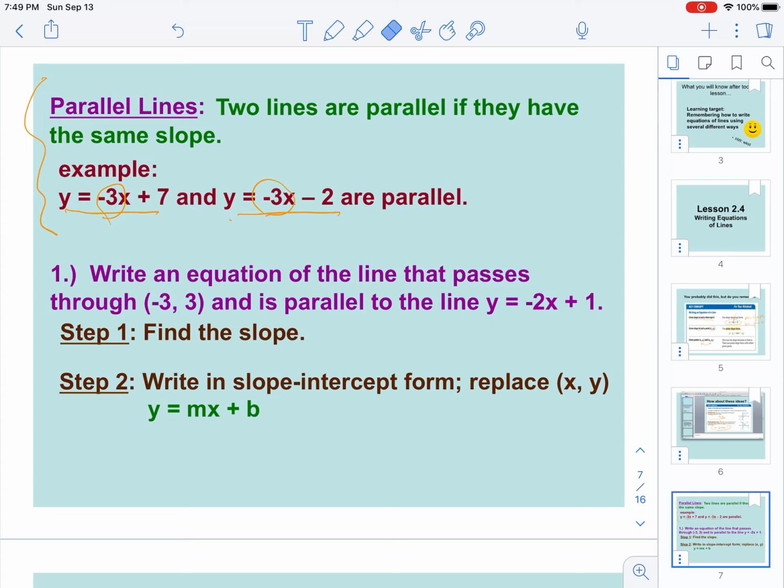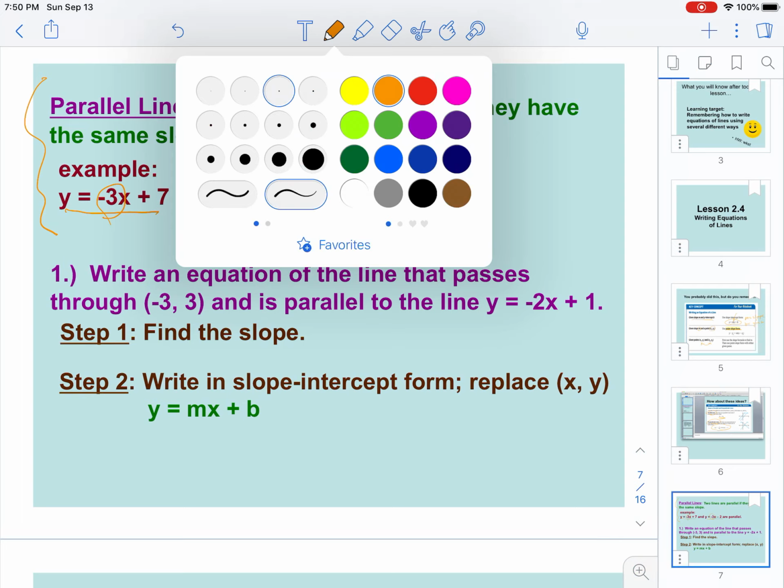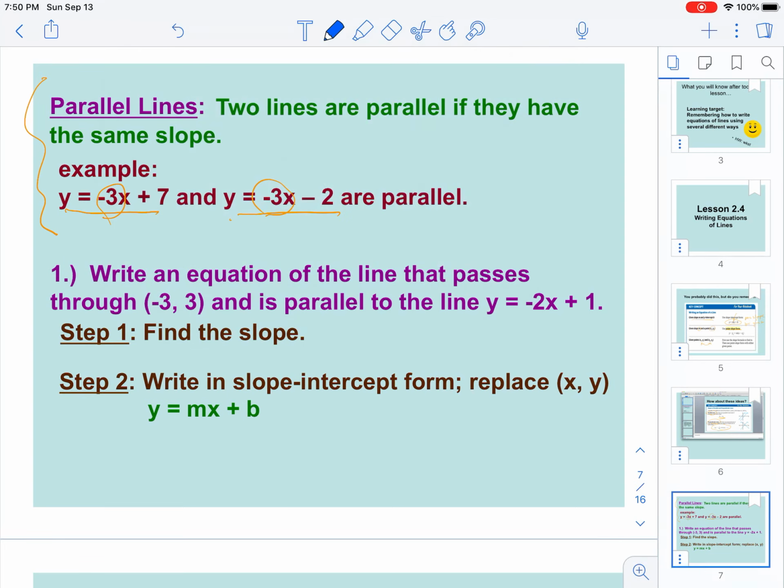Write an equation of the line that passes through this point right here and is parallel to that line. So what we do know is that the slope of a line parallel to this line has to be -2, because we learned up here that these two lines were parallel because they had the same slope of -3. So down here in this problem, what we can say right away is that the slope has to be -2. So we're just going to use that first way to get an equation for the line.